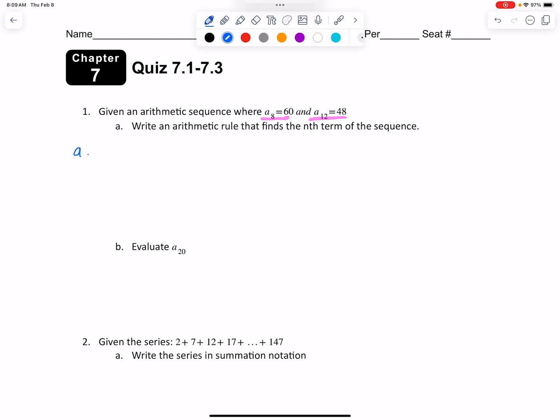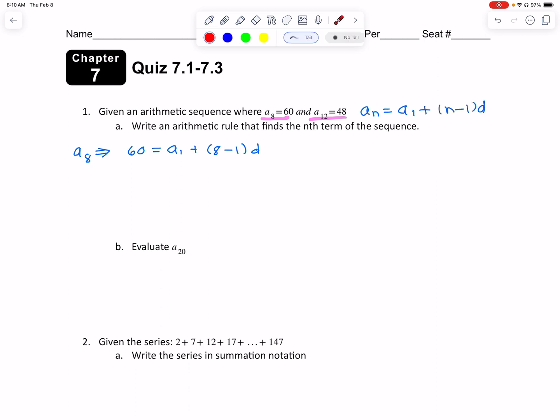I'm going to write an equation for the 8th term, then I'll write an equation for the 12th term. So the 8th term is 60, and we find that by taking the first term plus n minus 1 times the common difference. Now remember, n in this case is 8. So I'm going to replace the n with 8, and we don't know the common difference. Just a quick reminder before I continue: for arithmetic, your formula is first term plus n minus 1 times d.